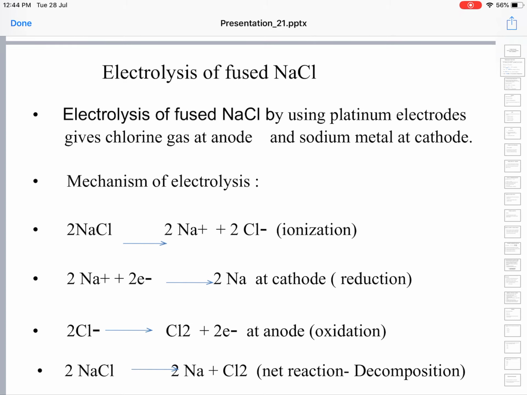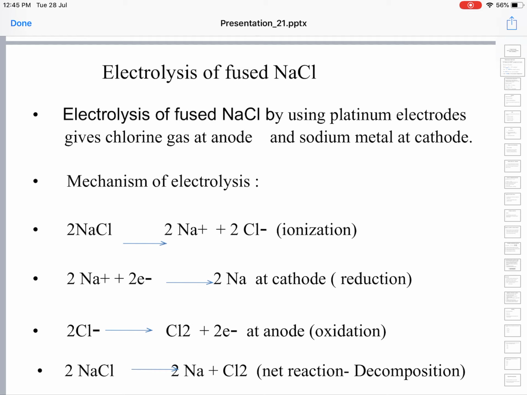This process is called dissociation or otherwise ionization. As I mentioned, these sodium ions move towards the cathode. Since they are positively charged, they move towards the negatively charged cathode. There they gain electrons: 2 Na+ plus 2 electrons gives 2 sodium atoms at the cathode. Since electrons are being picked up here, we call this reduction.